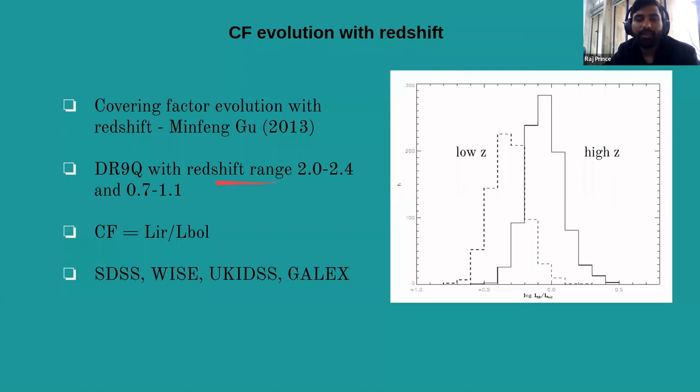The covering factor is measured using data from different telescopes, doing SED modeling, broadband SED modeling, and measuring the luminosity. That is the way people measure it. So if the data is not good and we do not have a good estimate of the covering factor, then there is a possibility that we would not see some evolution in the redshift plane. But here they have only the two redshift bins.